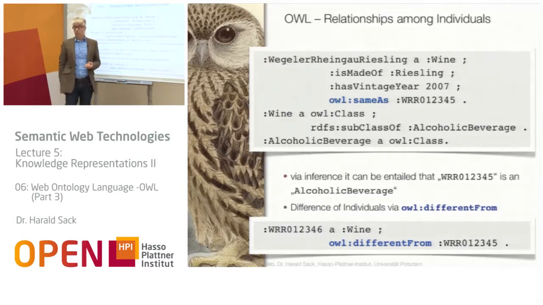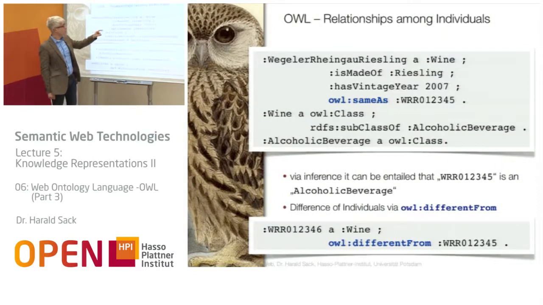Okay, we start with a simple example. Here, for example, what I say is that two individuals are the same. Let's take a look at this little knowledge base. We define a wine, and we have an individual, Wegeler Rheingau Riesling, and this is a wine. This wine is made of Riesling grapes, and we have the wine with the vintage year 2007. And we say that this wine is the same individual as one that is denoted with this crude identifier, like WRR012345, for example. So these two are the same individuals.